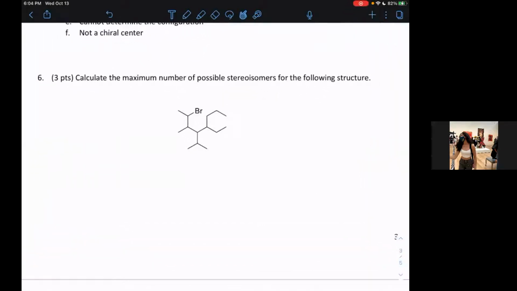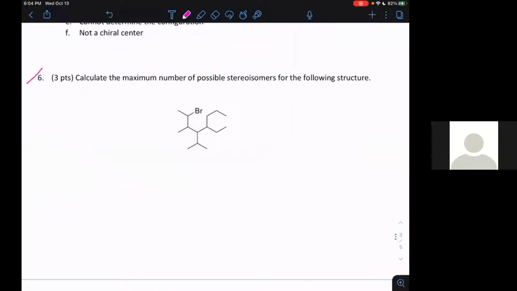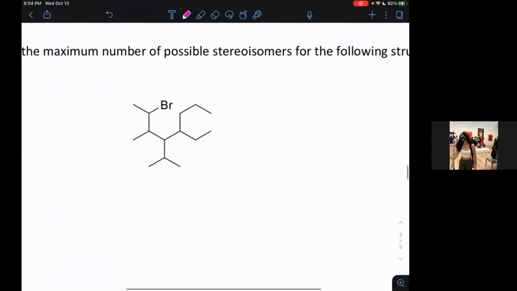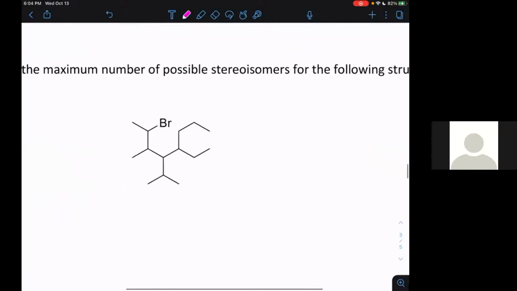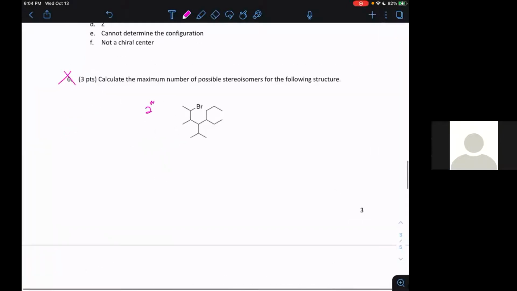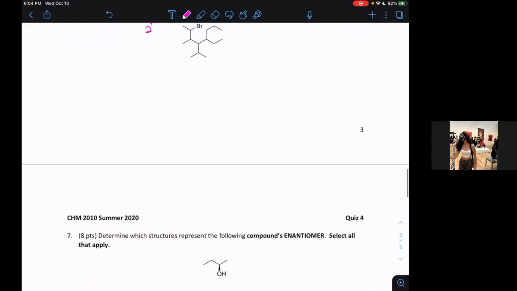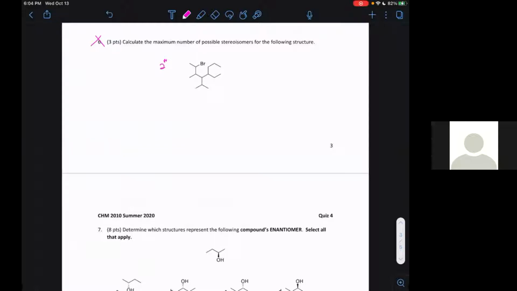So actually, I don't think that we're able to do this one yet, right? Yeah, I don't think we can, but it's going to be the same as how you determine how many isomers there are. So it's going to be 2 to the n power. You just have to figure out how many chiral centers there are. But I don't think we have to do that one, so that one's not on the quiz. No, we haven't gone over it yet in the notes. There's a section of notes we haven't gone over. Oh, okay, great, thank you.